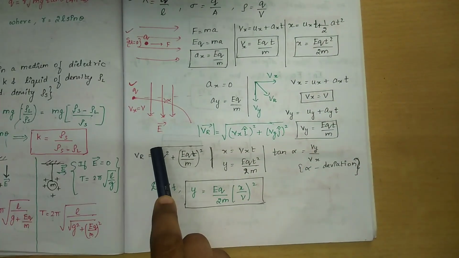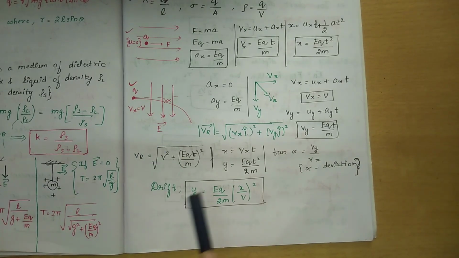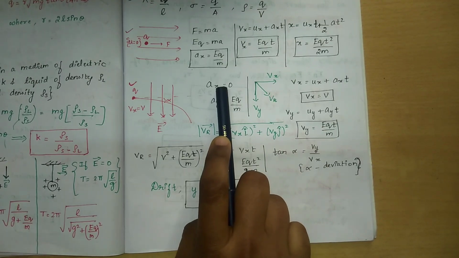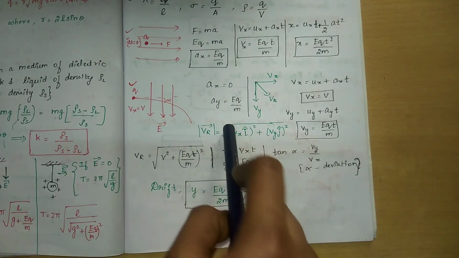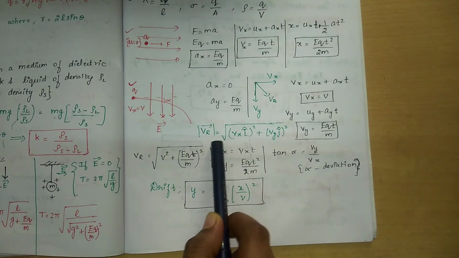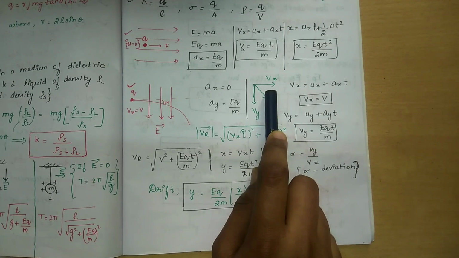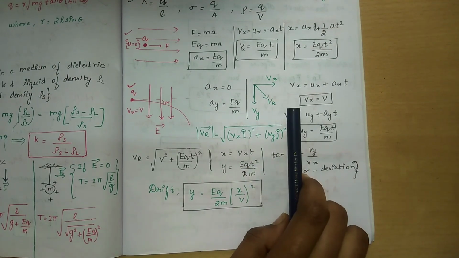Then if it is projected with initial velocity v, what is the case? Here ax is 0. Acceleration along the x direction is 0. It has only acceleration in the y direction as eq by m. You have velocity likewise: velocity in x direction, this is the velocity in y direction, and this is the resultant of both.